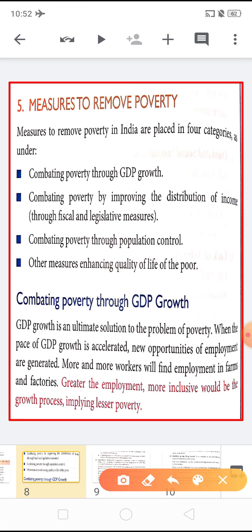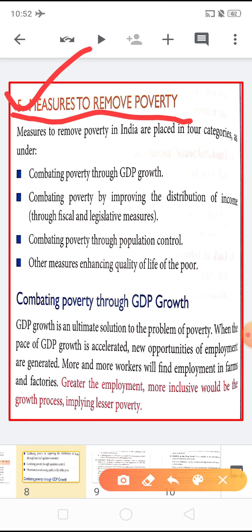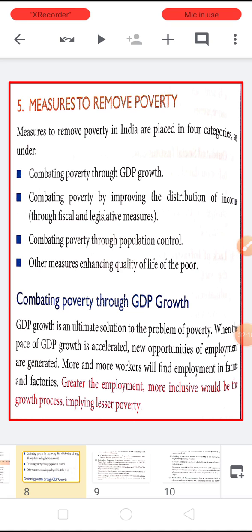Now we are going to learn the measures adopted to remove poverty. We have already learned what the poverty line is and who the poor are. Now we are going to learn the measures to remove poverty in a country.